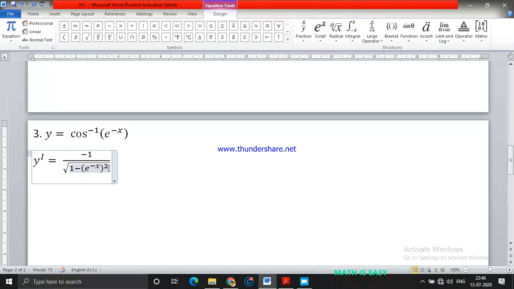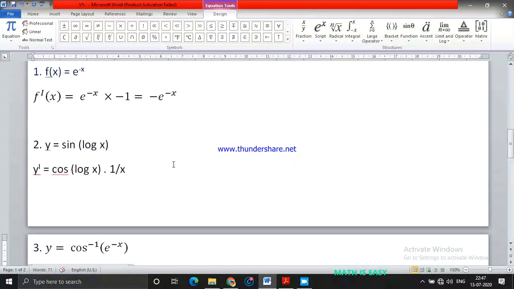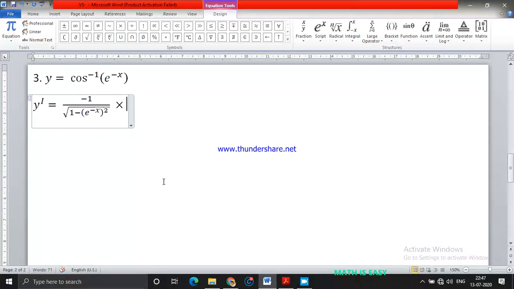But the problem is not over here, because in place of x I have e power minus x. So if I take e power minus x as theta, you will get cos inverse of theta. The derivative of cos inverse of theta is minus 1 upon under root 1 minus theta square into derivative of theta. Derivative of theta means derivative of e power minus x. That we already got: derivative of e power minus x is minus e power minus x.